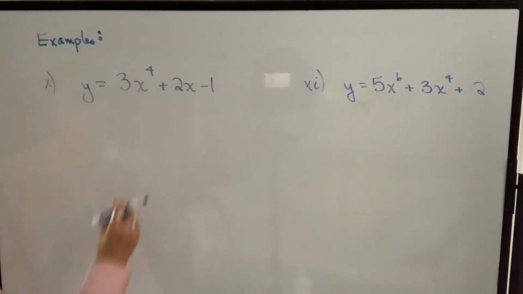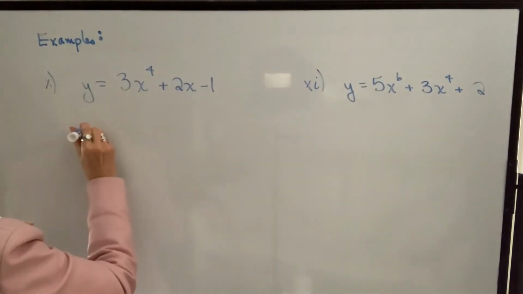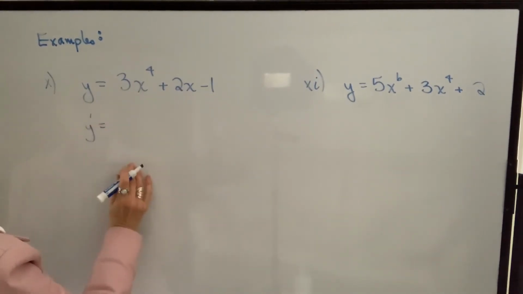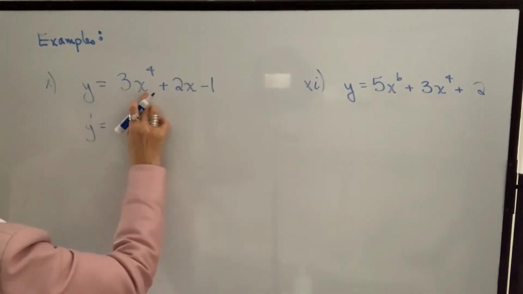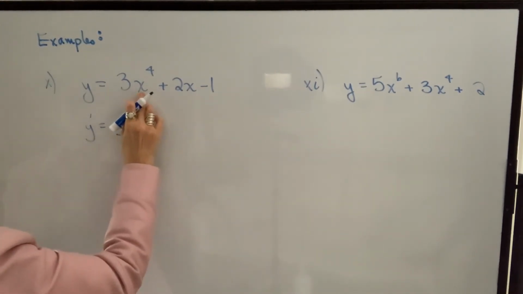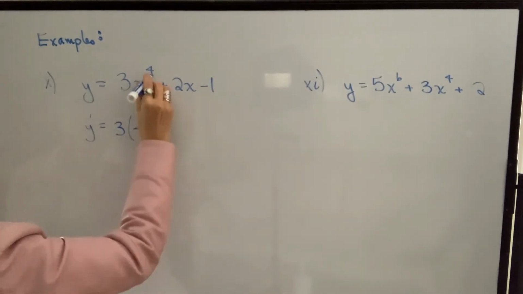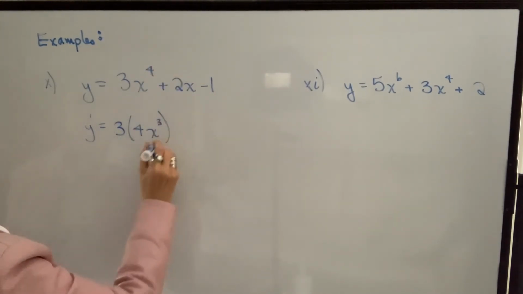So here we have a polynomial function. We have more than one term. To find the derivative, I just take the derivative of each term. In order to find the derivative of this first term, I leave my constant and then I multiply by the derivative of x to the fourth, which would be 4 times x to the 4 minus 1, so times 4x cubed.